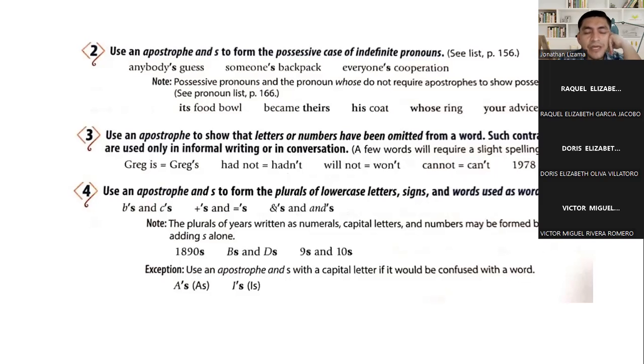Use an apostrophe and S to form the plurals of lowercase letters, signs, and words used as words. P's and C's. Got it? Plus and equals. Ands and ends. Podemos agregarle el apóstrofe y la S para denotar posesión en ciertas categorías como las B's y las C's.